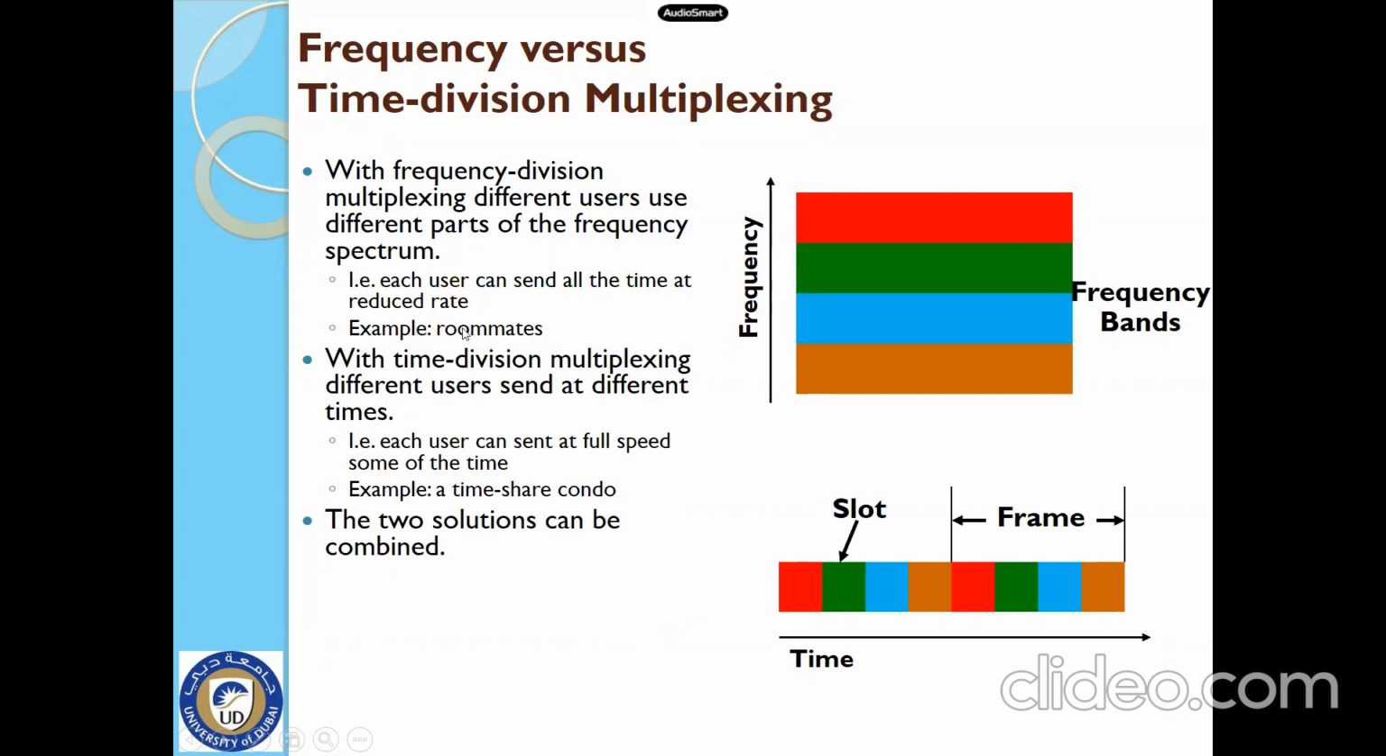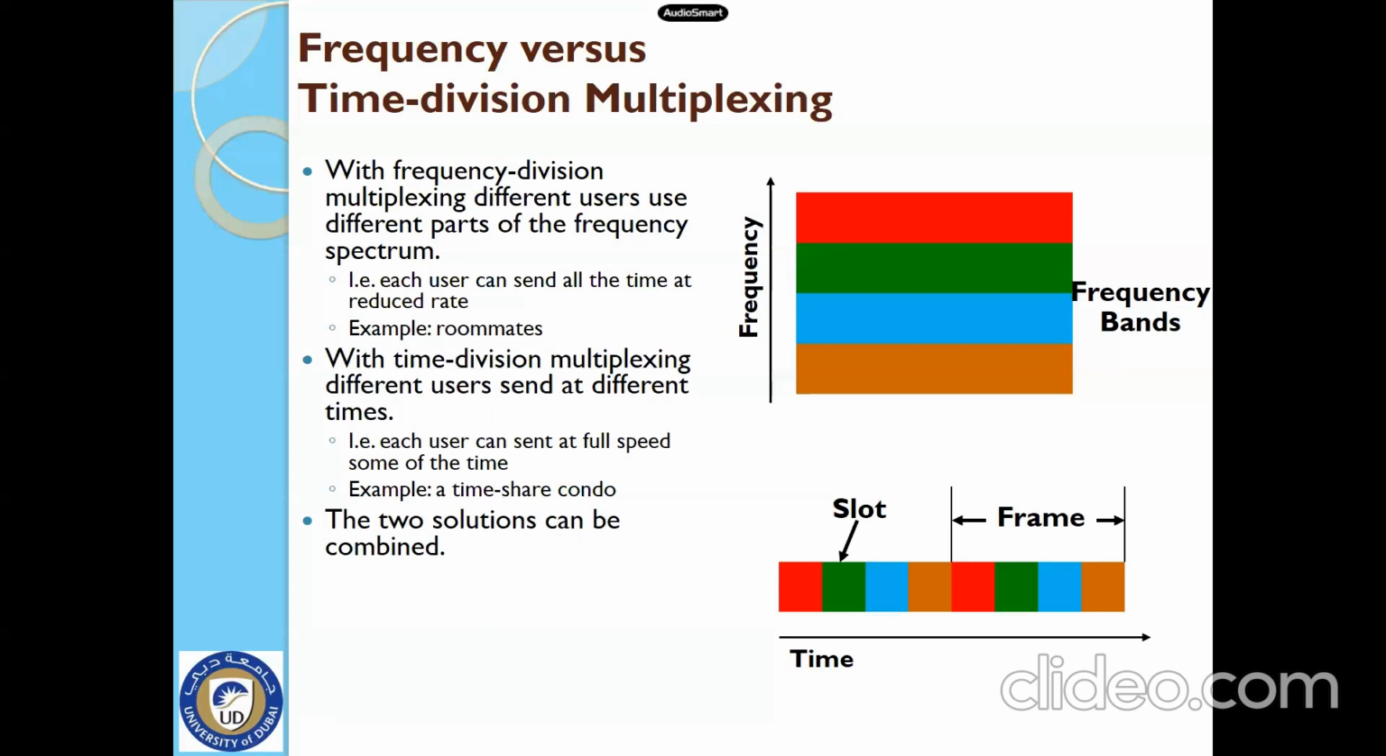Like here, the analogy is roommates. Imagine you are in a room and you have 3 roommates. All of you can use the same room at the same time, but let's say you don't have all the space to do what you want. Now, with time division multiplexing, the 3 guys are using the same room, but each time one is using the room, the rest will be outside. Timeshare condo. So this is the analogy for the comparison between time division and frequency division multiplexing.